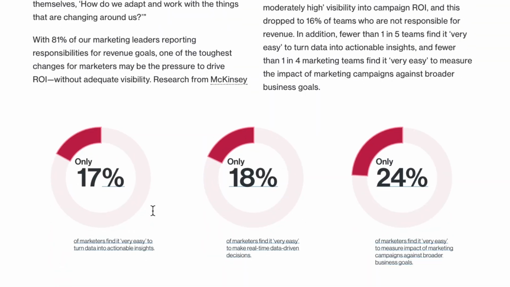How to analyze your Facebook ads and turn this data into actionable insight that you can apply within your business and within your ad account. According to a study, only 17% of marketers know and find it easy to turn data into actionable insights.